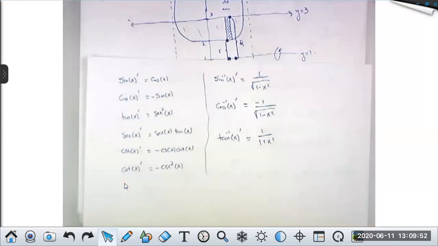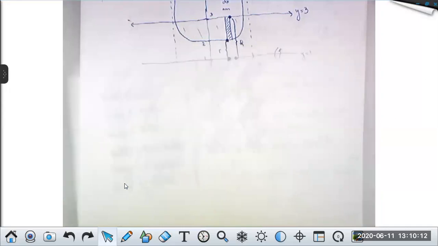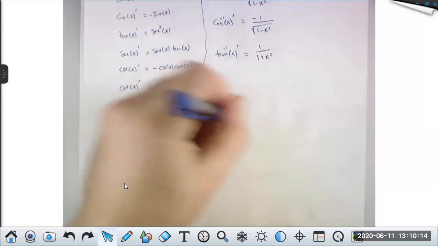This problem's a lot simpler than I thought it was. It does require you knowing the unit circle, though, because you have to plug in pi over 3 to tan x. Do I remember that? I don't think I remember that.